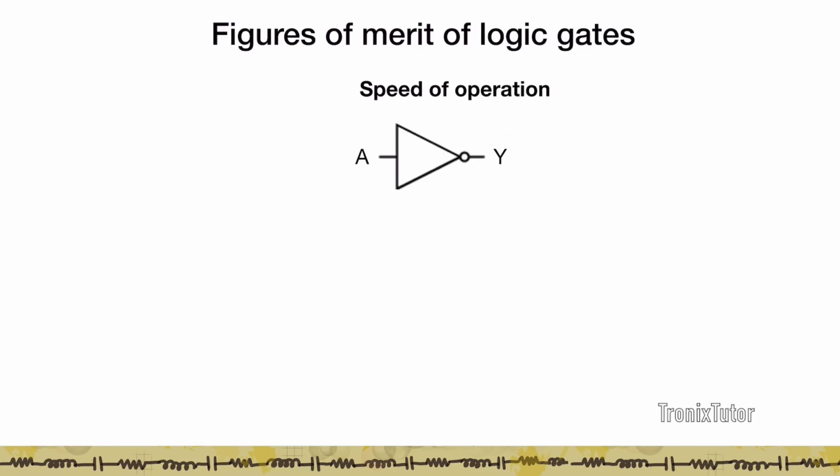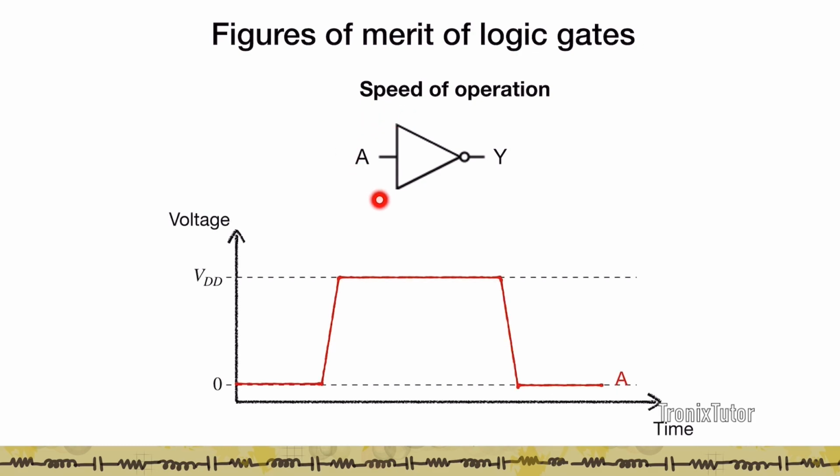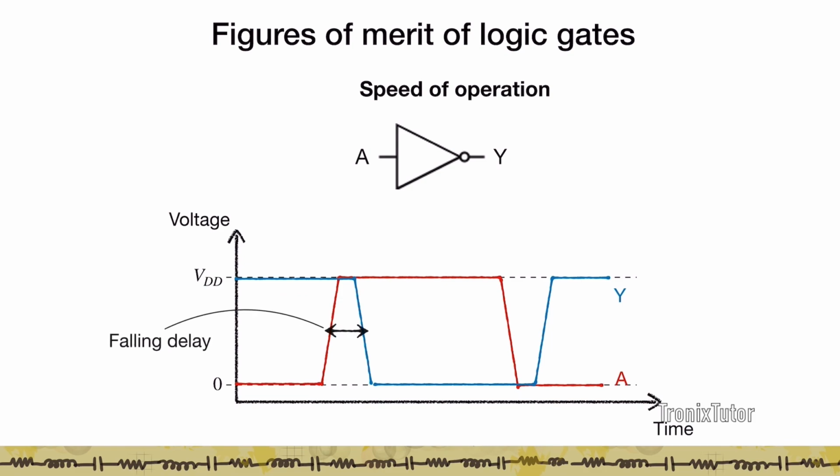Now let's talk a little bit about the figures of merit of the logic gates. The first obvious one is the speed of operation. For example, if I consider an inverter, let's assume that the inverter has an input which goes from 0 to VDD. Now because the inverter flips the input, when the input is low, the output is high, and vice versa. However, what you see is it takes a certain time for the output to track the input.